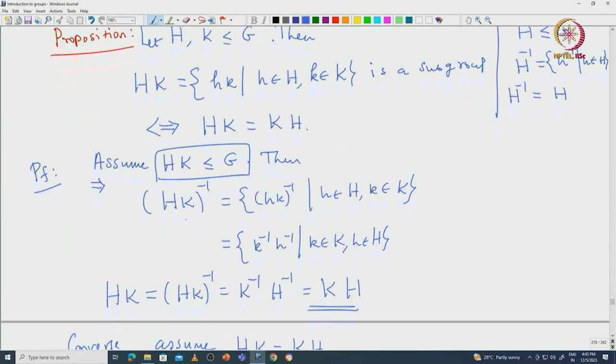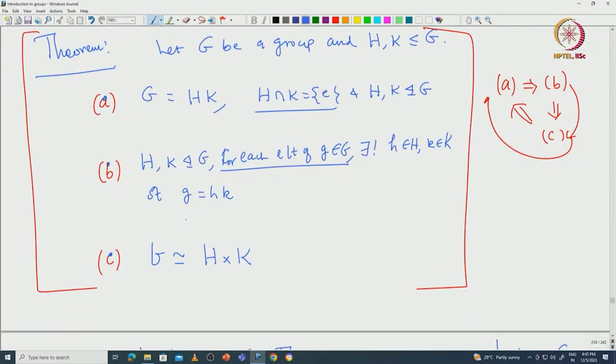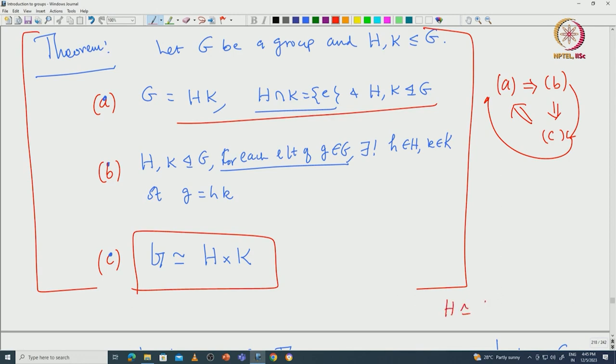Because if you go back to the theorem, you can see that once you know that G is isomorphic to H cross K, then all these properties are mandatory. Okay, H and K are normal, H intersection K is identity, and the product HK is G. You identify H with H cross the identity and K with identity cross K. So then this statement is obvious.